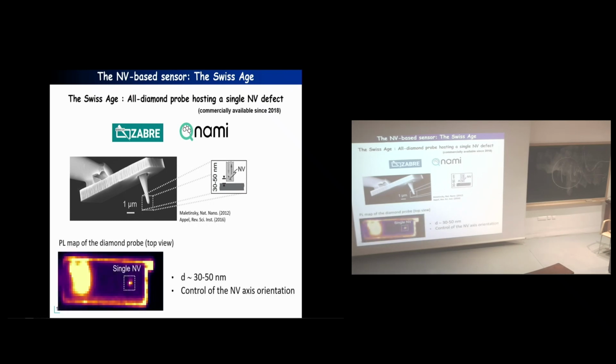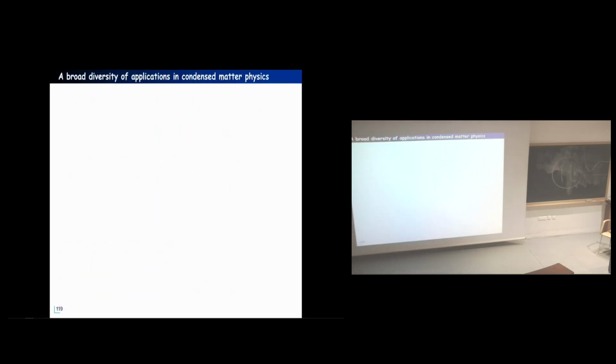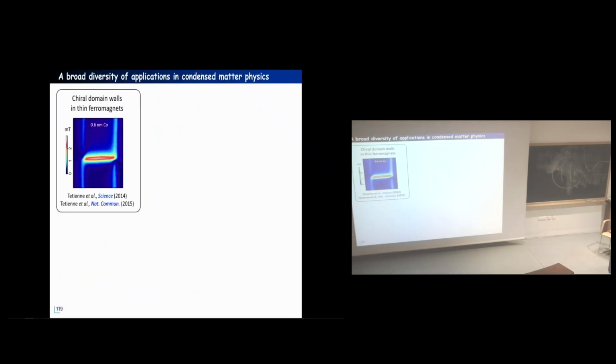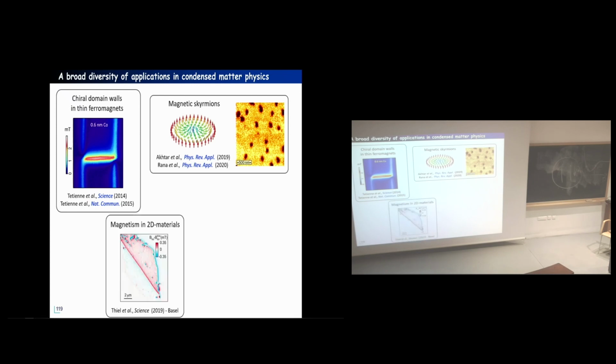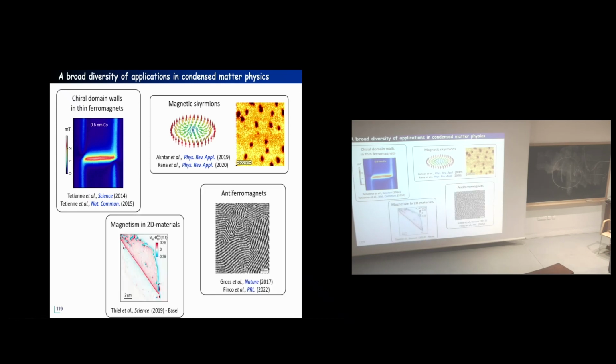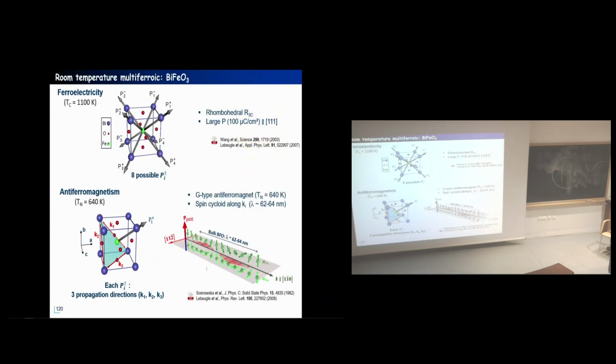So this is a photoluminescence map of the diamond probe from top view, and you can see there are a lot of defects coming from the process technologies, but here you have your single NV. The distance is about 50 nanometers, and you can easily control the NV axis orientation because it is monocrystalline. Okay, you can do a lot of things. It's not that important, but I wanted just to show you what can be done.